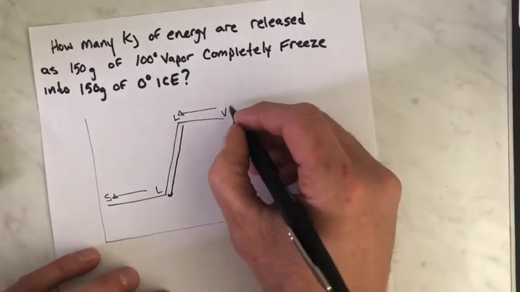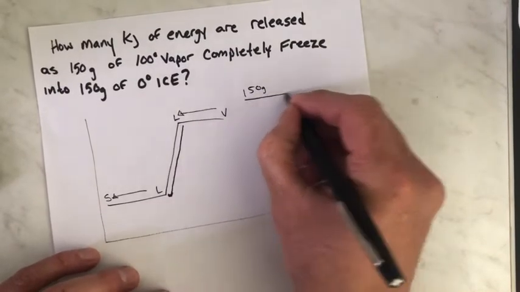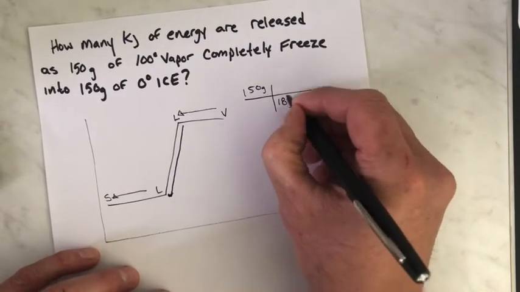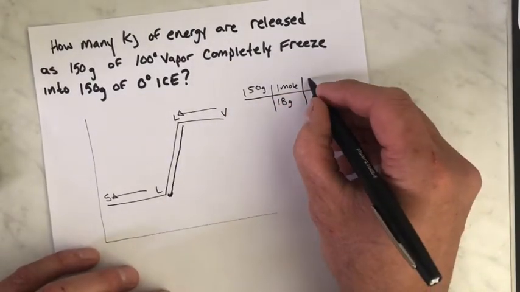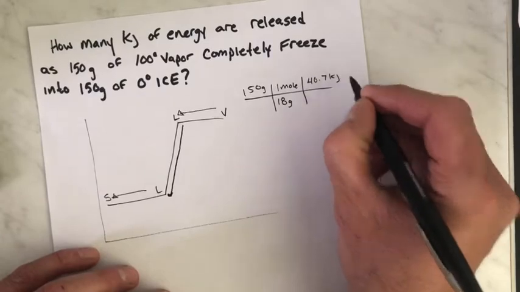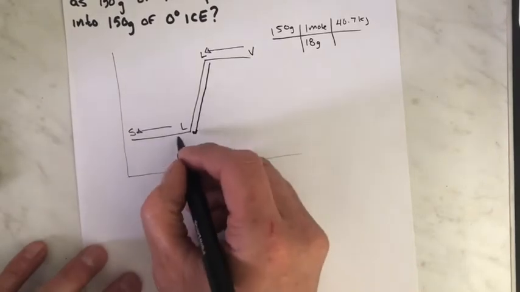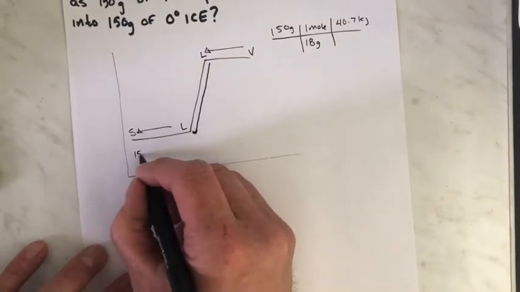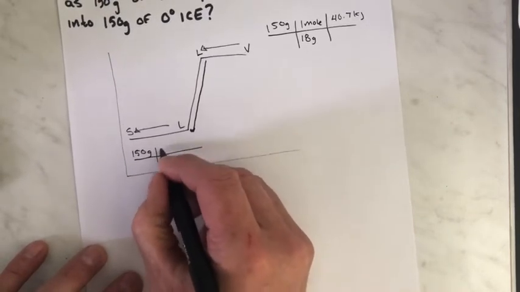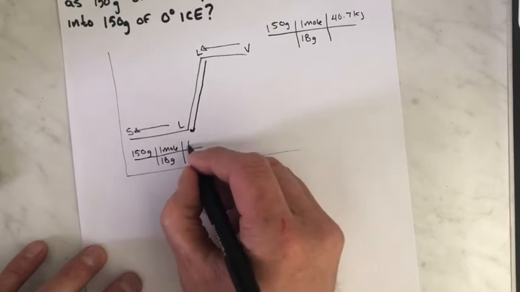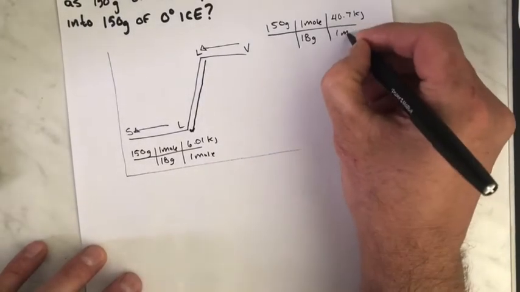So up here, the first thing we would do is start with our 150 grams of water. This is 18 grams per mole, because we're working with water. And then the heat of vaporization up here is 40.7 kilojoules. Okay? Down here, since this is what we've been working on so far, this is the 150 grams of water again. This is 18 grams per 1 mole. And this is 6.01 kilojoules.